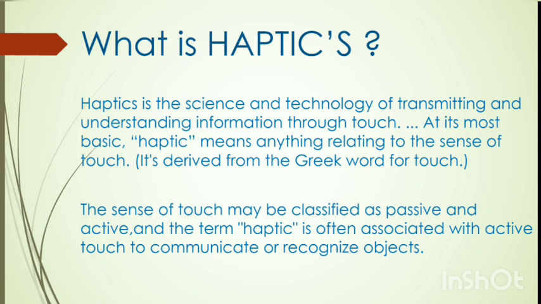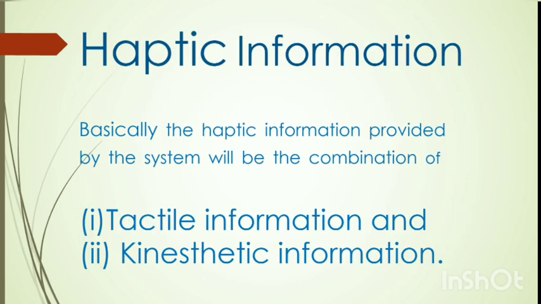What is haptic? What does it actually mean? Haptics is the science or technology of transmitting and understanding information through touch. Basically, haptic means anything relating to the sensing of touch. The word is derived from the Greek word for touch. The sense of touch may be classified as passive and active, and the term haptic is often associated with active touch to communicate objects. Basically, haptic information provided by a system will be a combination of two types: tactile information and kinesthetic information.